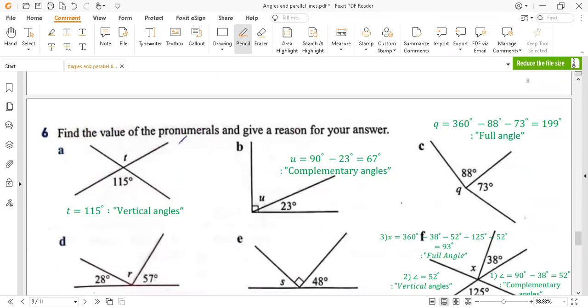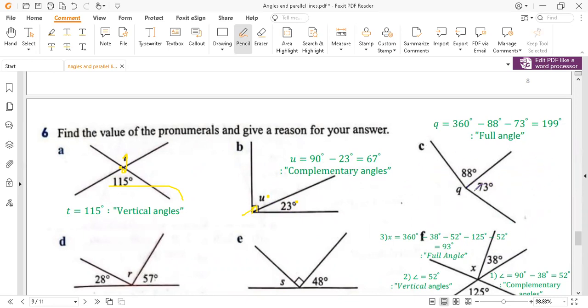Next, moving on to exercise 6. They ask us to find the value of the unknowns and give a reason for your answers. It is easy to calculate. We have an intersection here. Normally T and the 115 share the same vertex, so using vertical angles, T equals 115 degrees. Here, for example, U and 23 are complementary angles because we have the mark of a right angle. So U equals 90 degrees minus 23 degrees, so it is 67 degrees.